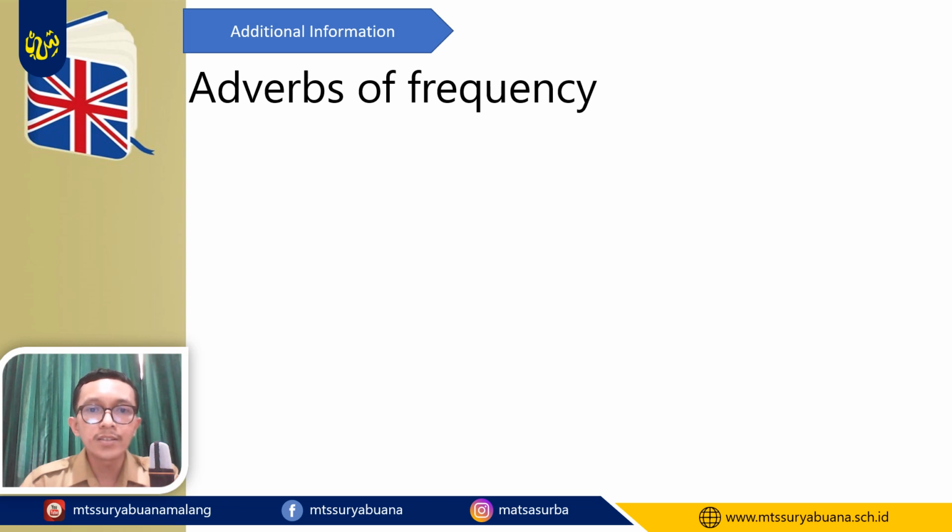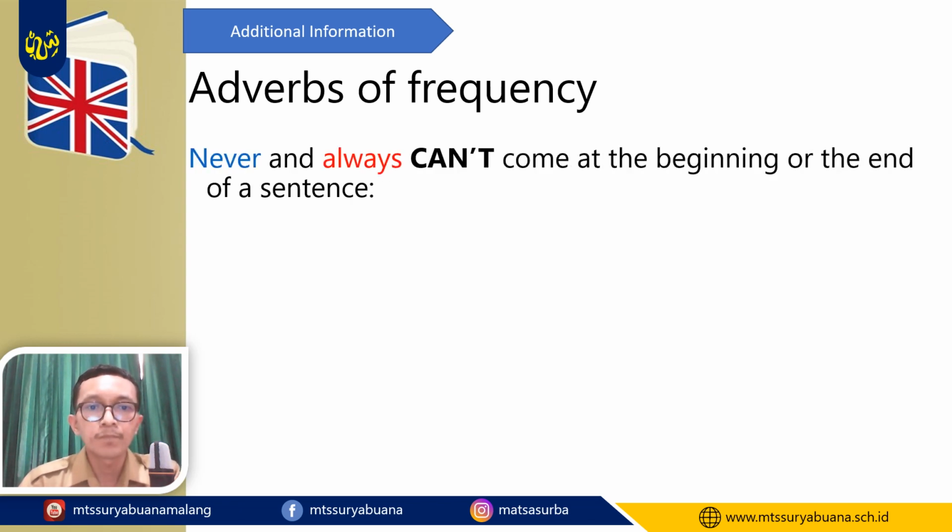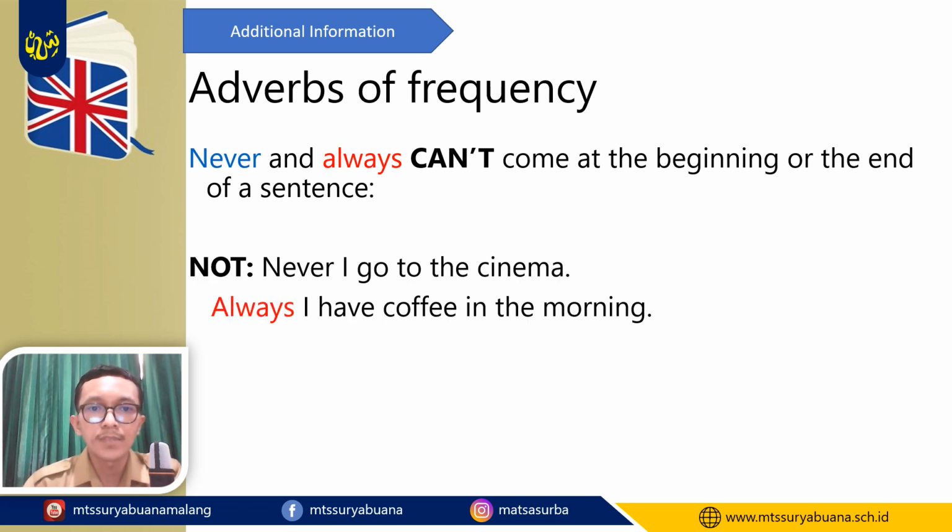The next additional information, still about adverb of frequency. Never and always cannot come at the beginning or the end of a sentence. Yeah, this is an exception. In the previous slide, usually and sometimes can come in the beginning and also in the end. But never and always can't.